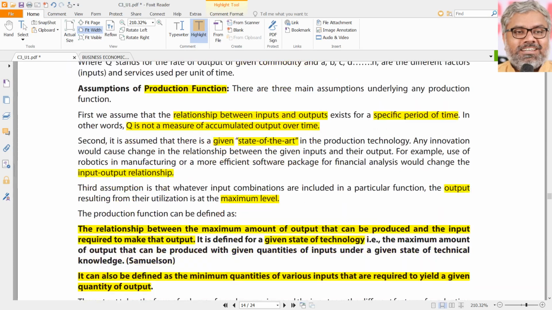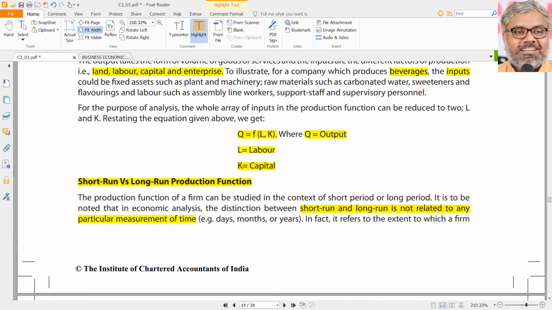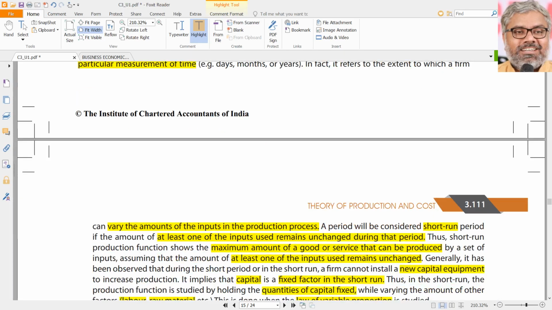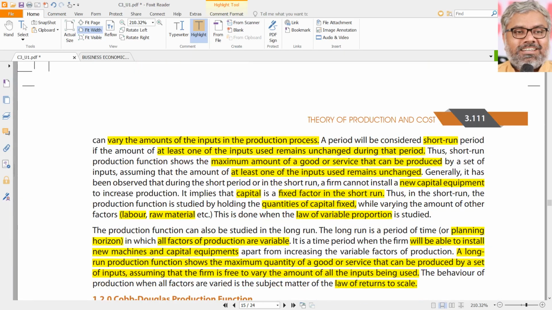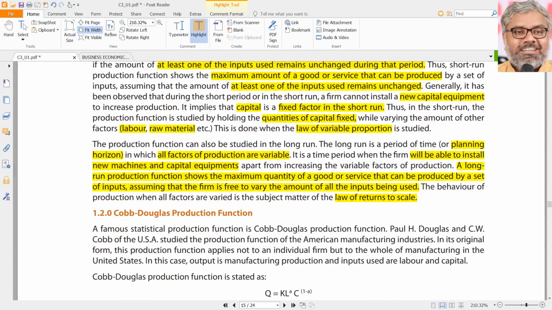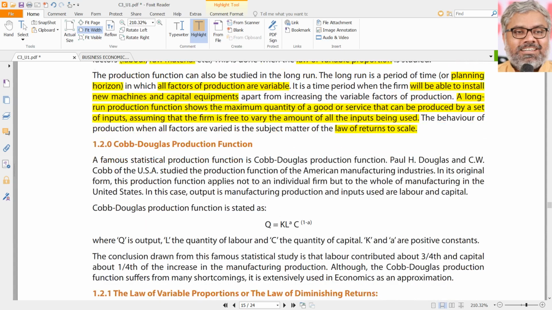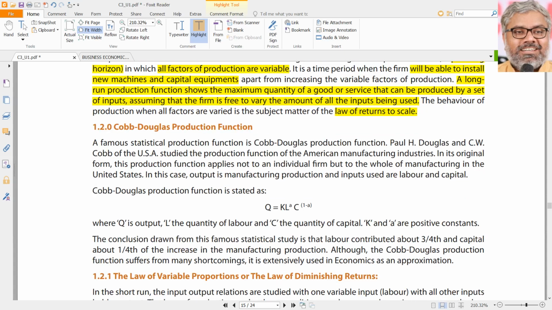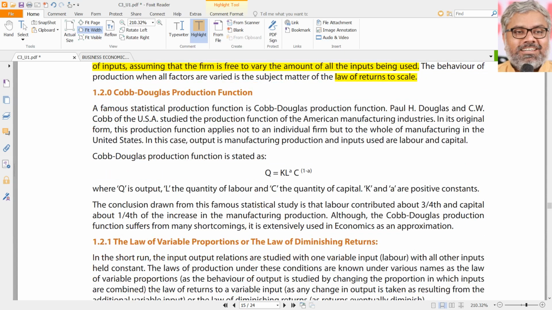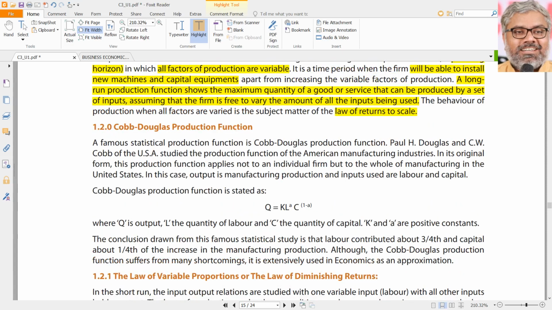Though we are not establishing any relationship, at least we know that there is a strong relationship between the inputs and outputs. Inputs are all independent variables and the output is dependent on the inputs. And the production function can be studied both as a short-run production function as well as a long-run production function. That's it. That is the introduction to the theory of production, one way we can say.